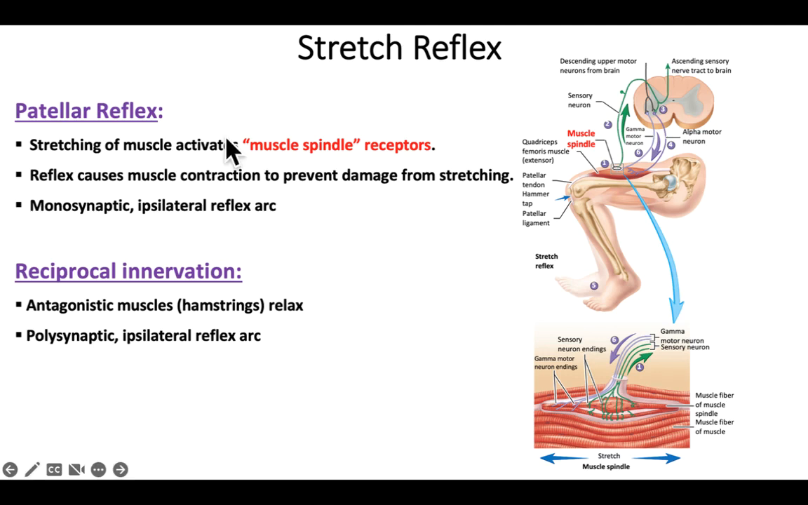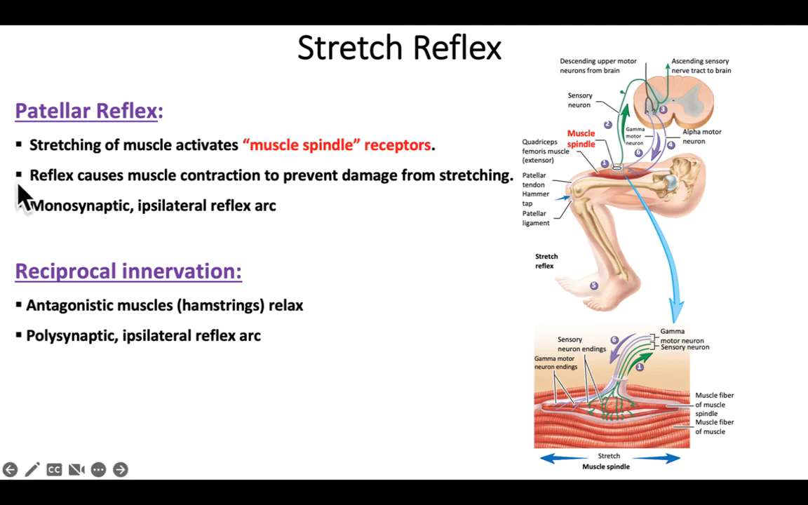These are somatic, because the result is muscle. They're spinal, because it's using the spinal cord. The patellar reflex is monosynaptic, all right, because we've got the sensory neuron connecting directly to the motor neuron. There's only one synapse. And it's ipsilateral. Right? Ipsilateral means the same side of the body, which makes sense. When you're tapping the right patellar ligament, you get a right knee extension.